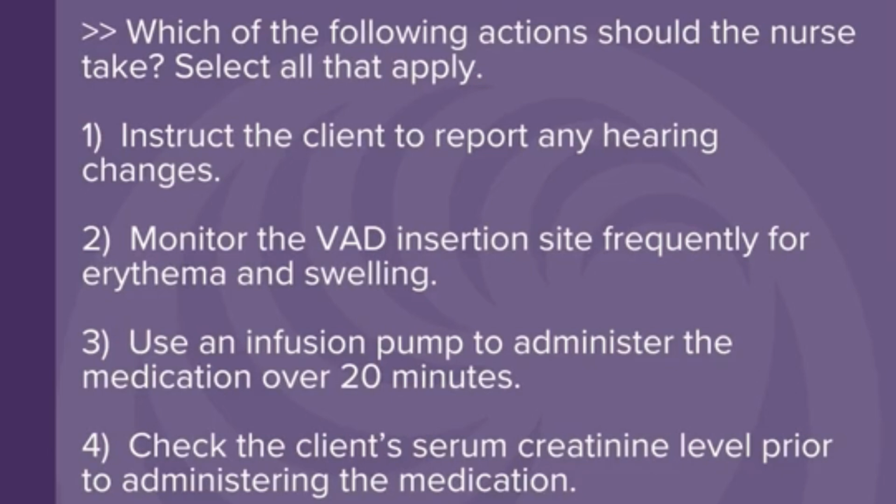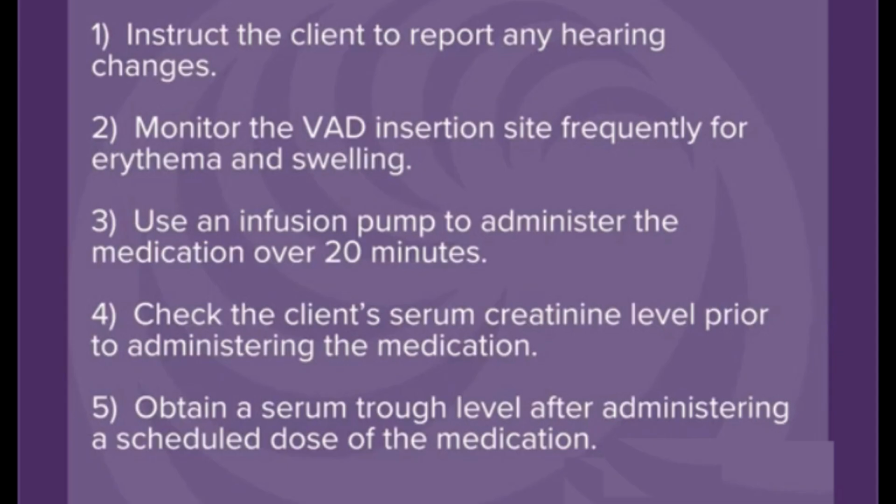Option 4 says check the client's serum creatinine level prior to administering the medication. This is going to be a correct option. Vanc is nephrotoxic, so if we have renal impairment or an elevated creatinine, we will need a renal adjusted dose or potentially a different antibiotic altogether.